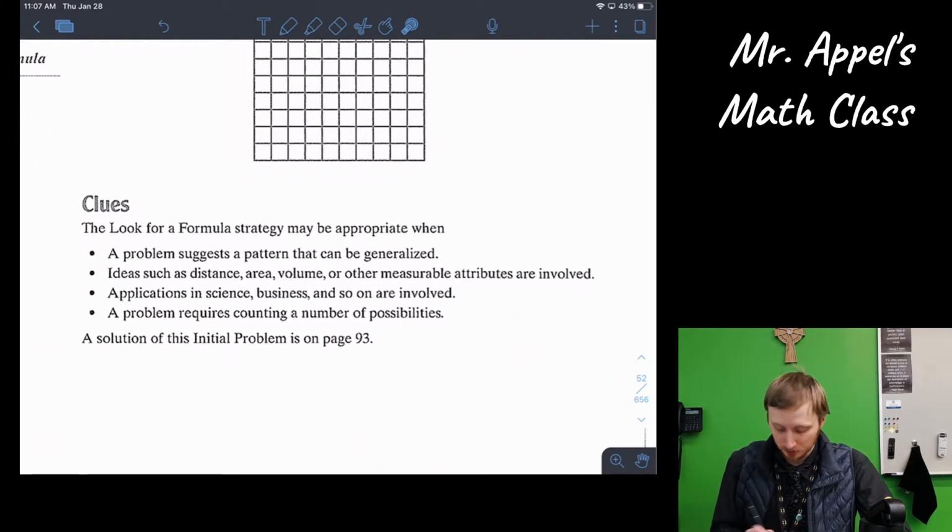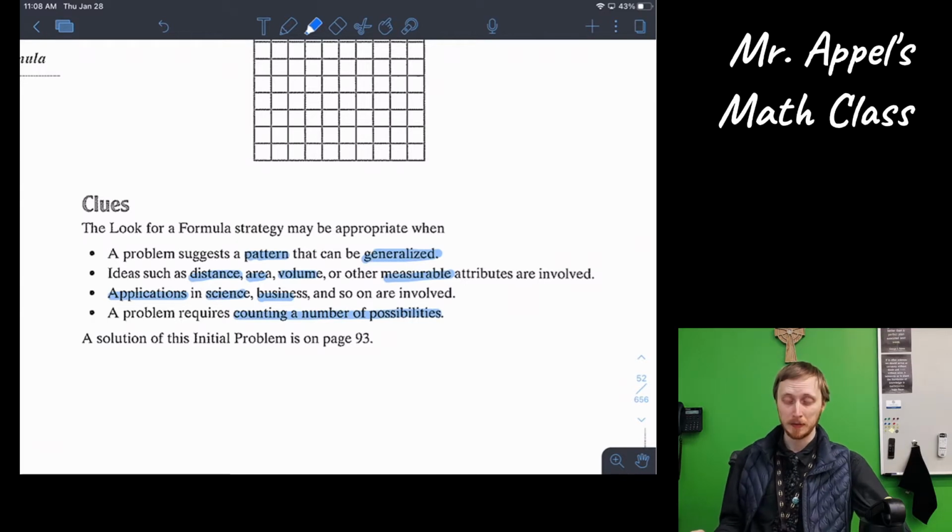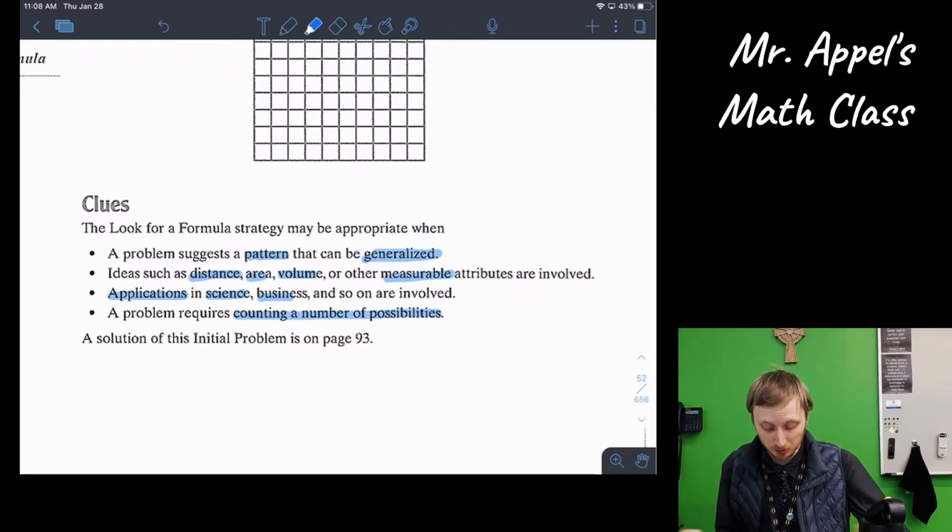In general, clues for when looking for a formula may be appropriate: a problem suggests a pattern that can be generalized. Ideas such as distance, area, volume, or other measurable attributes are involved. Applications in science, business, and so on are involved. A problem requires counting a number of possibilities. You can count them by hand, or you can look for a formula.